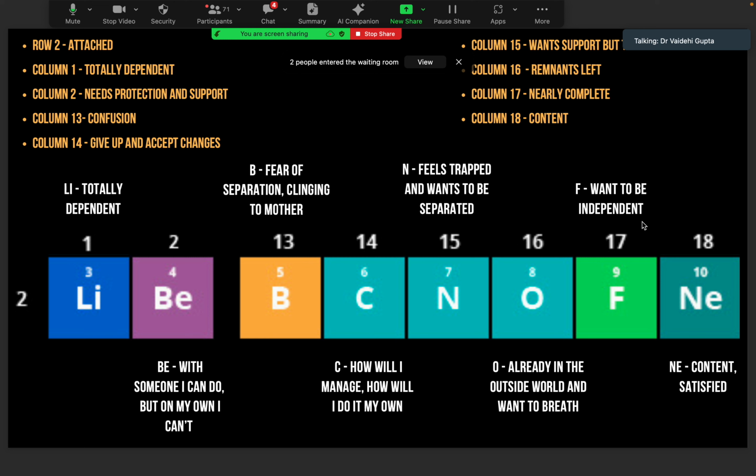Beryllium: with someone I can do, but on my own I cannot. Beryllium needs a backup, like with someone I can do something, otherwise I can't do it.